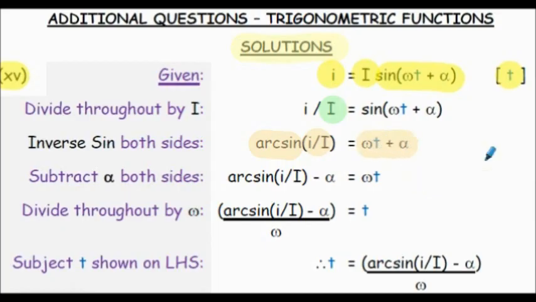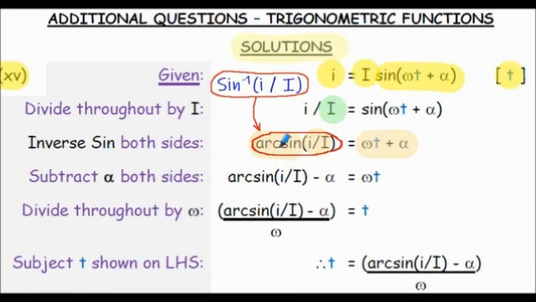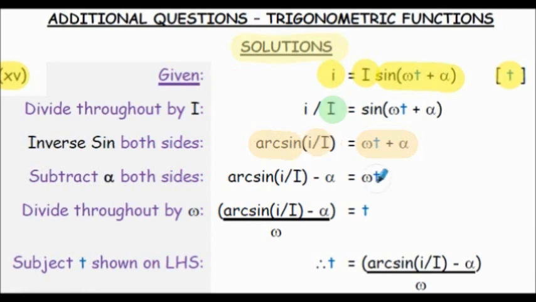omega t plus alpha. And just note for reference that arc sine of our bracketed term is often written as sine to the negative 1 of our bracketed term. Next we subtract alpha from both sides of the equation, and finally we divide both sides by omega. Just turn the equation around so the subject t is on the left hand side. So t is equal to the arc sine of the lowercase I divided by the uppercase I minus alpha, and that's all divided by omega.